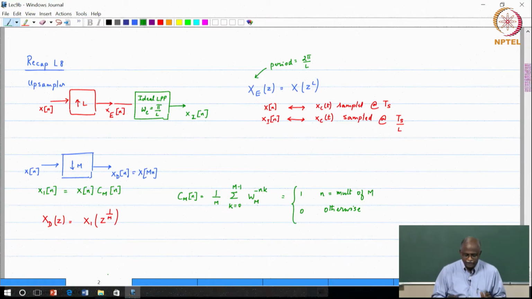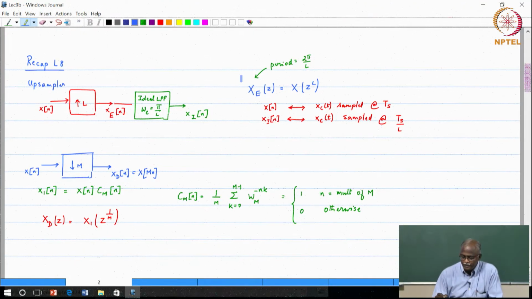Let me start with a quick summary of what we have covered in the last class and build on that, and again if there are questions we will take them as they go along. So the block that we have looked at is the upsampler, where we insert L-1 zeros between successive pairs of samples. Every pair of samples, we will insert L-1 zeros.